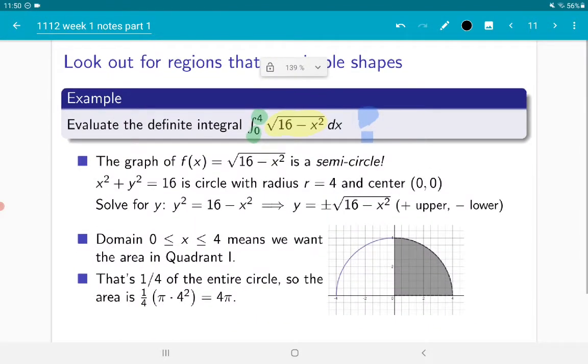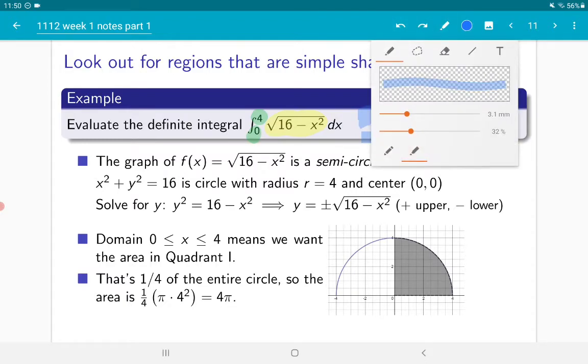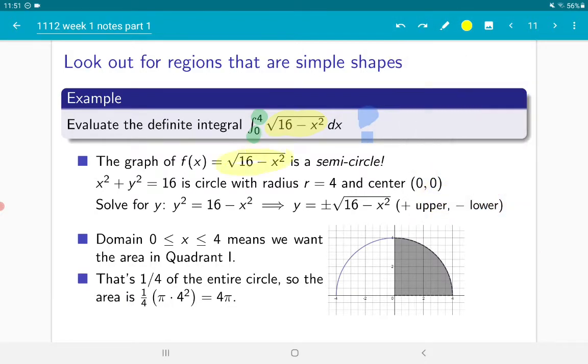The graph of that function is the top half of a circle. This is square root of 16 minus x squared. It's the top half of a circle with radius 4 centered at the origin. What you see right here is a little bit of algebra to try to convince you of that.